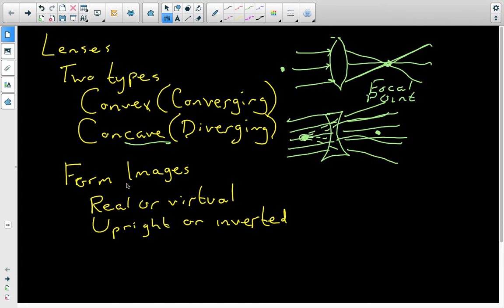They're going to form images. Real is what we see when I held up a converging lens and it projected onto a screen. You can actually see it. Real projects on screen. You can hold up a screen and see it.